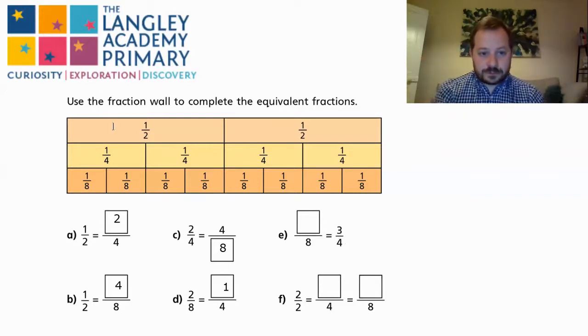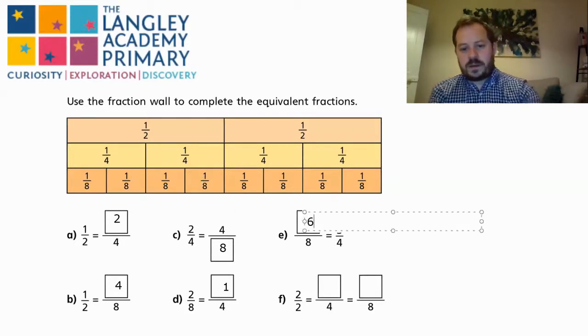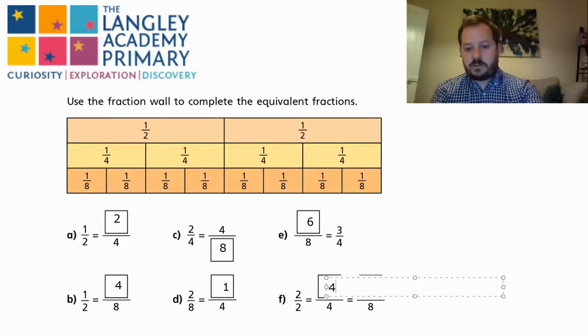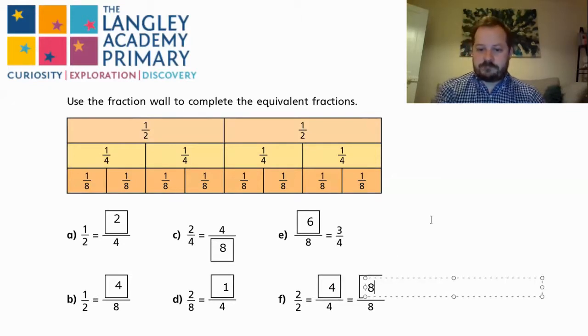So 3/4, 1, 2, 3. How many eighths is that? It's 1, 2, 3, 4, 5, 6. And finally, we have 2 halves, which are the same as how many quarters, how many eighths. Well, 2 halves is the whole bar. So in that case, it must be 4 quarters and 8 eighths.